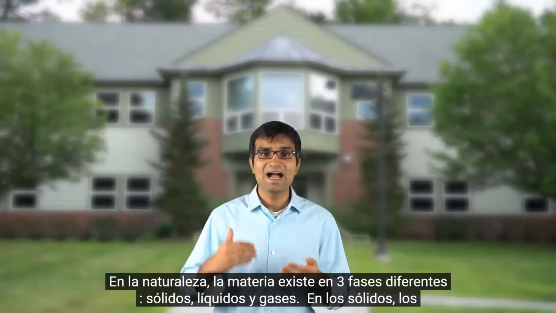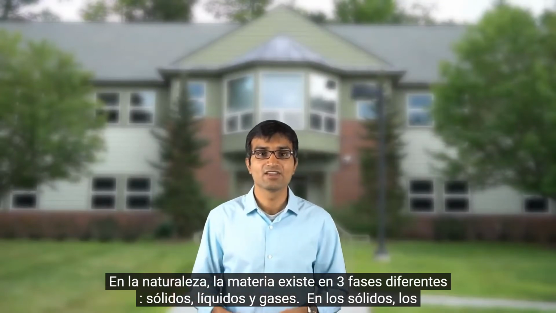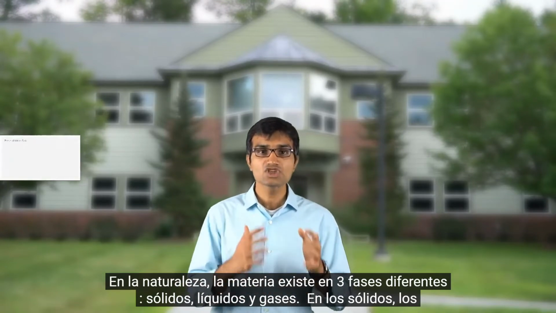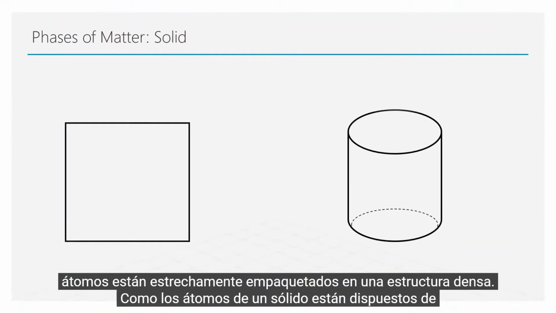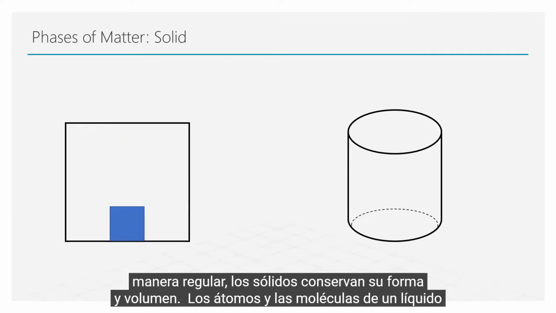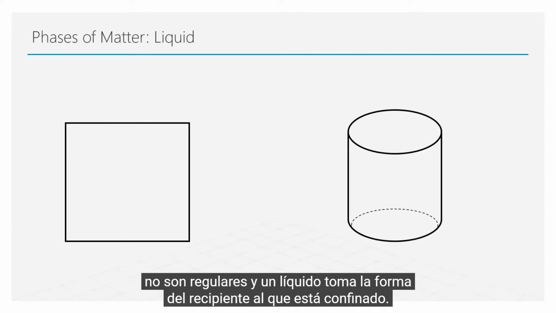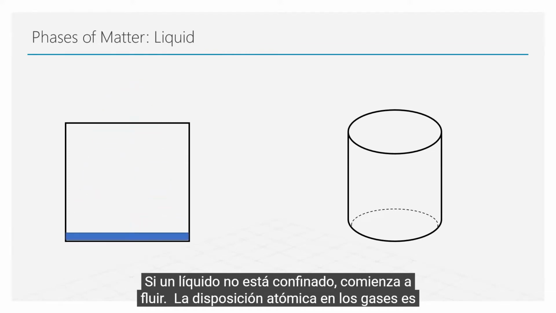In nature, matter exists in three different phases: solids, liquids, and gases. In solids, the atoms are tightly packed into a dense structure. As the atoms in solids are arranged in a regular manner, solids retain their shape and volume. The atoms and molecules in a liquid are not regular, and a liquid takes the shape of a container to which it is confined. If a liquid is not confined, it starts to flow.